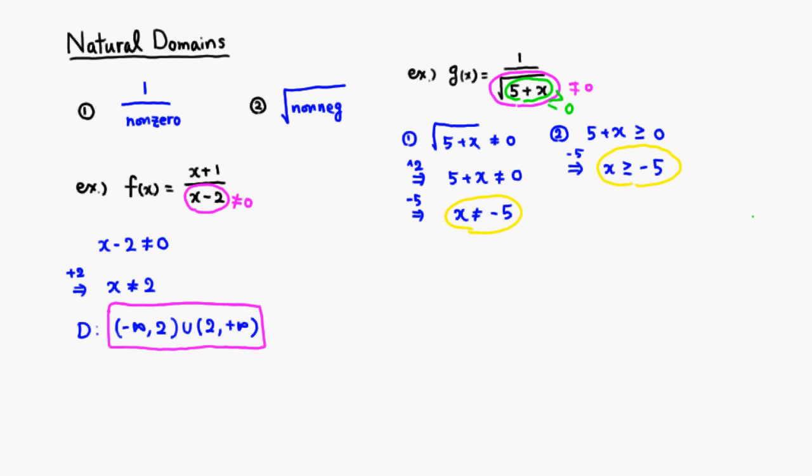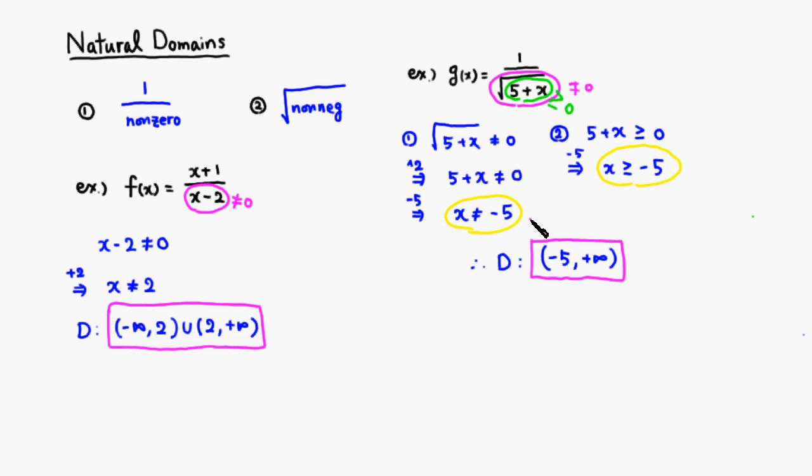So therefore, the domain is, right, you have negative 5, and since x cannot be equal to negative 5, we have to use a parenthesis. So that's exclusive, not including negative 5. But everything above that should be included. So that's the domain for the second function.